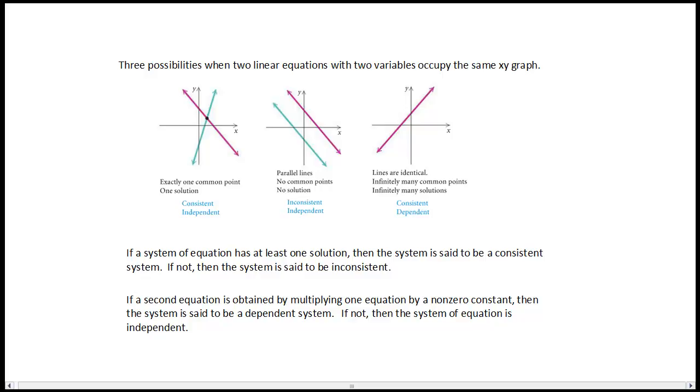If a second equation is obtained by multiplying one equation by a non-zero constant, then the system is said to be a dependent system. If not, then the system of equations is independent. So looking at the last graph, with the lines being identical, which means it has infinitely many common points, it is consistent because it has at least one point or one solution, but it is dependent because the second line is a multiple of the first.